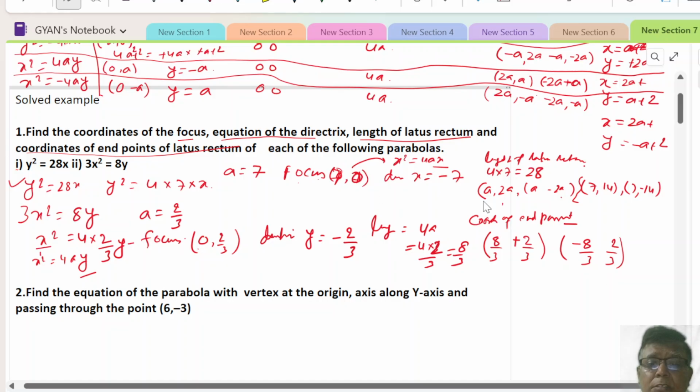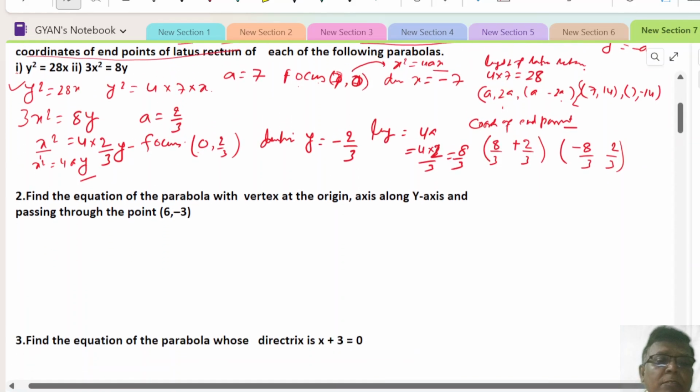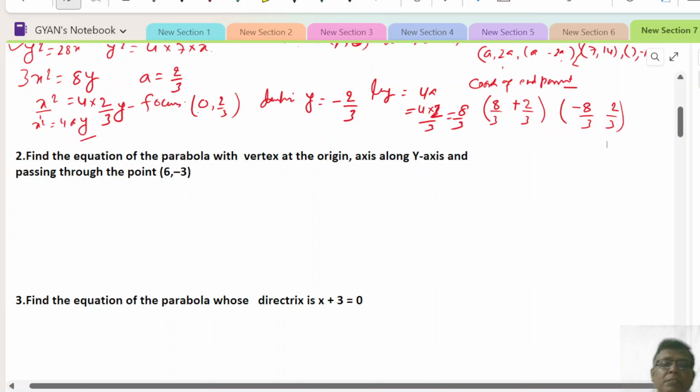Now come to the next question. Find the equation of the parabola with vertex at origin and axis along the y-axis. So vertex is origin, axis along the y-axis. Vertex as origin, this is origin, and this is y-axis. So this may be this also. So that we don't know.